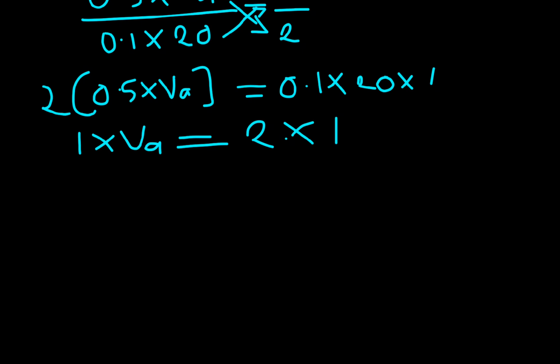Moving further, it becomes 1 times Va, which is just Va, equals 2 times 1, which gives us 2. So your final answer is 2. The unit of volume is cm³, so 2 cm³, and this is your final answer.